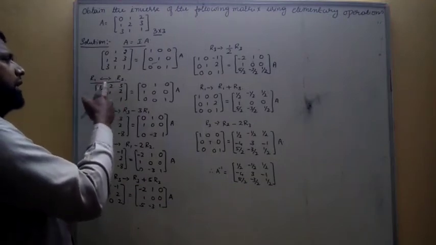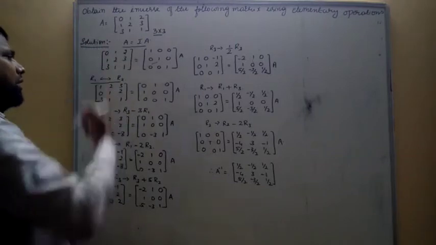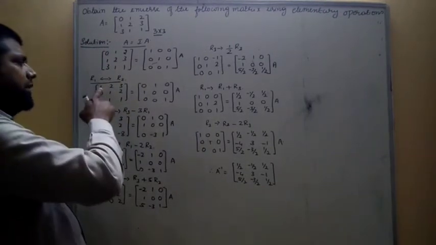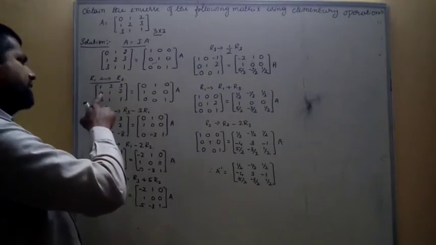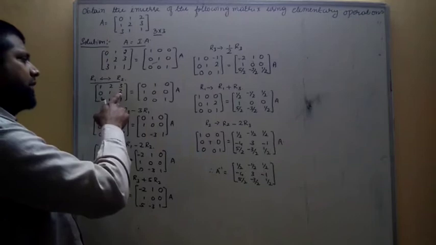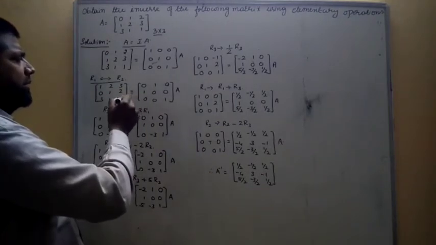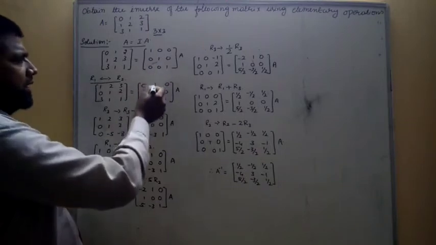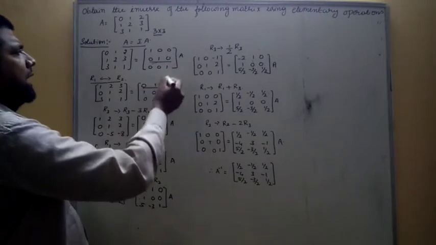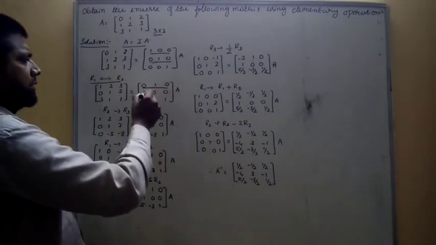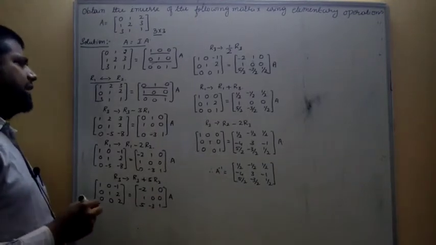1, 2, 3. So I am shifting row 2 to row 1 and row 1 to row 2. I have written here 1, 2, 3, the second row, in the first row. Then 0, 1, 2, the first row, I have written in the second row. The same thing you have to do in the identity matrix. So row 2 is changed to row 1 and row 1 is changed to row 2. Okay, let us go for the next step.